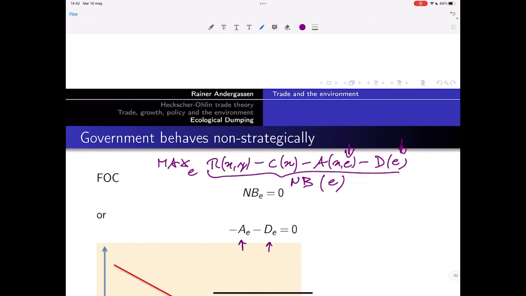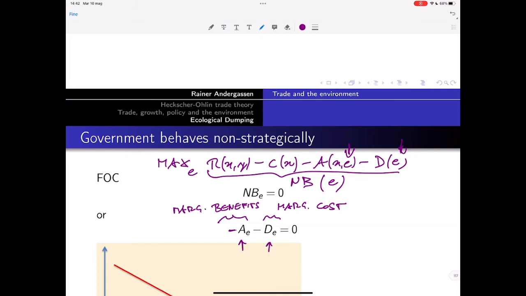So therefore, what are these two intuitively? This first one: if I increase emissions, I reduce abatement costs, that is, production costs of the firm. So these are benefits, marginal benefits clearly. And this one here, clearly with the minus in front, these are marginal costs, because if I increase emissions, I pollute the environment more, and this increases damages done to the environment.